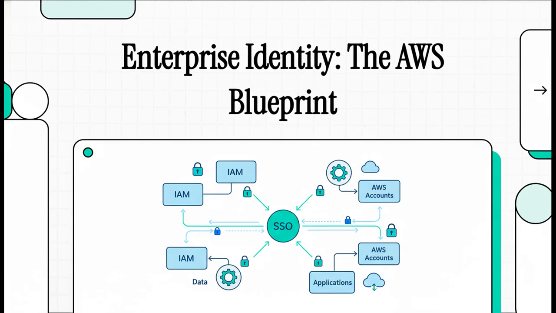Have you ever wondered how a massive global company, we're talking thousands of employees, actually manages who gets access to what in the cloud? Well, we're going to pull back the curtain and break down the complete architectural blueprint they use. This isn't theory, this is the exact model principal engineers live and breathe every single day.